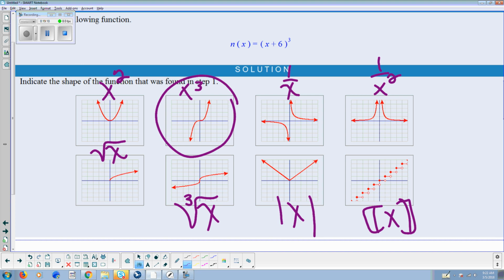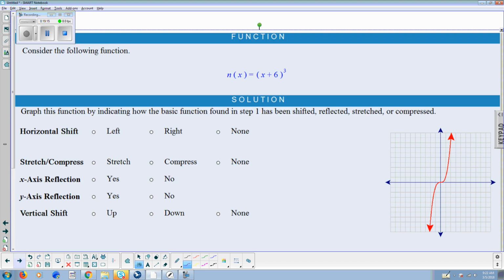Okay. All right, so the correct answer was the second graph on top row. Next part. This is part 3 of the same question. It wants us to identify how it's been shifted. So when we have something that is added to x, that is a horizontal shift, either left or right. Left. It's going to be left, and it's going to pop up a box for you to tell how many units. So left, how many units?